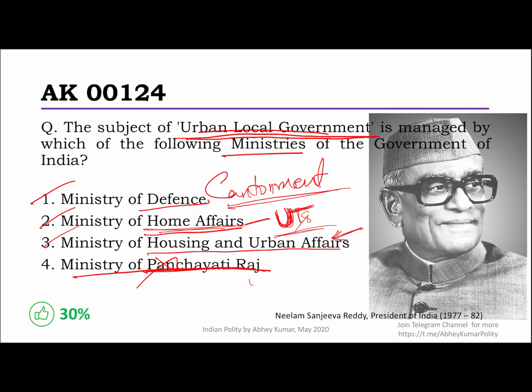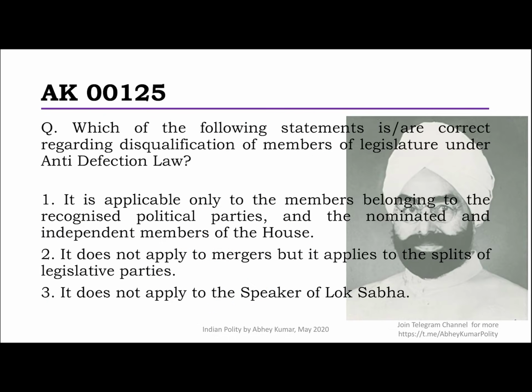And you should also know that there are roughly little more than 4,500 urban local bodies in India. While the rural local government bodies, the panchayats at all three levels, are little more than 250,000. So that's a huge setup in itself in our country. Anyway, moving on to the next question.